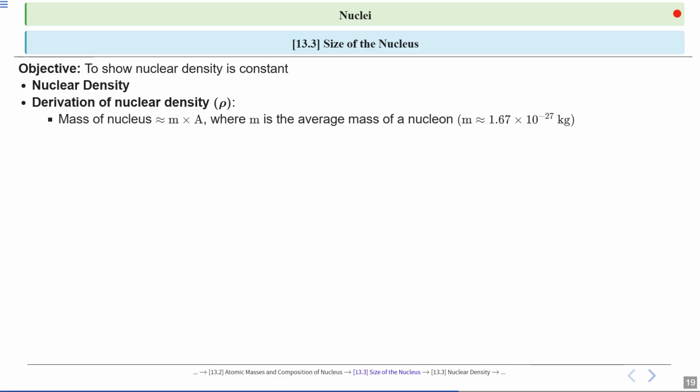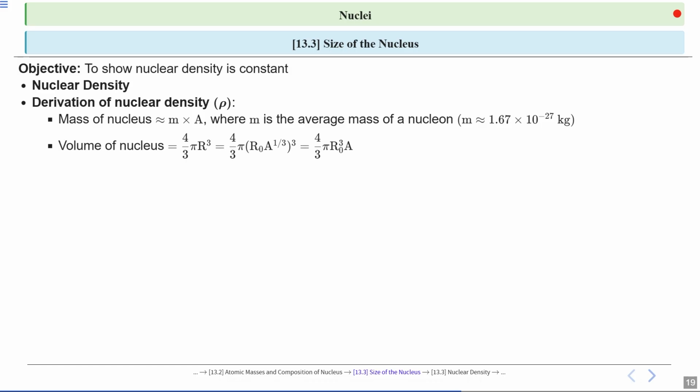Mass of a nucleus is approximately equal to the number of nucleons, A, multiplied by the average mass of a single nucleon, M. Here M is about 1.67 times 10 to the power minus 27 kilograms, which is the mass of a proton or neutron.